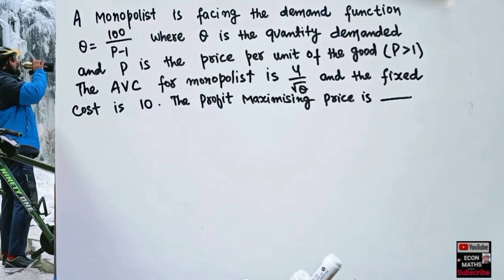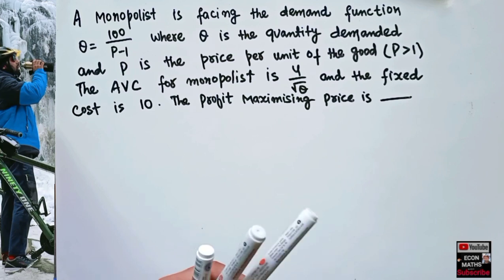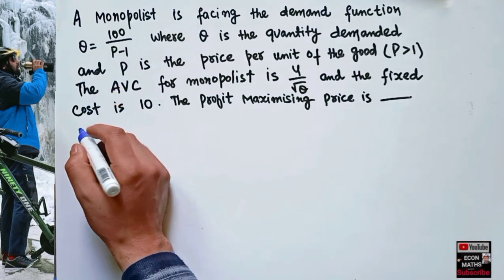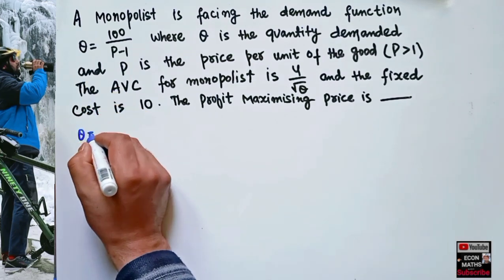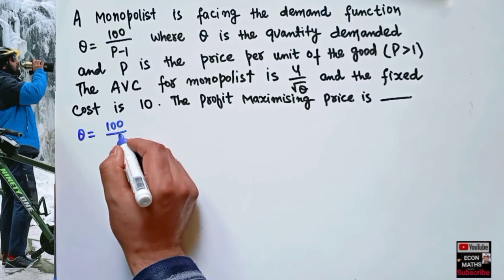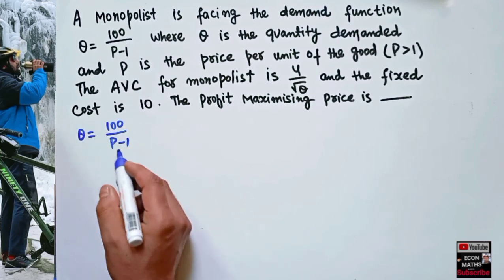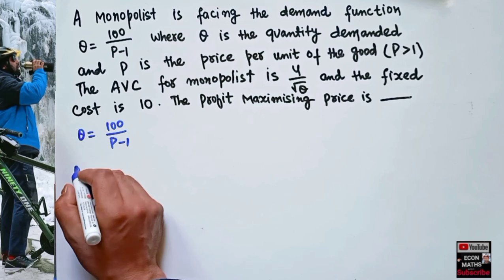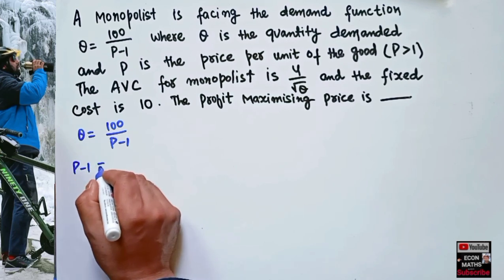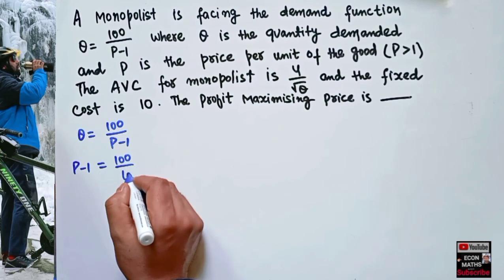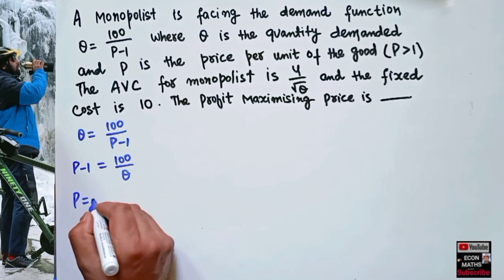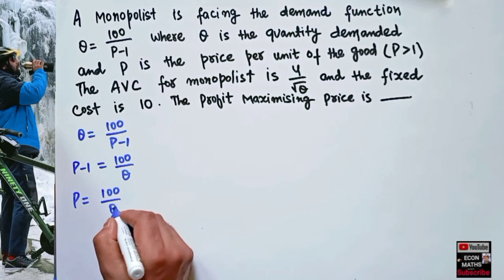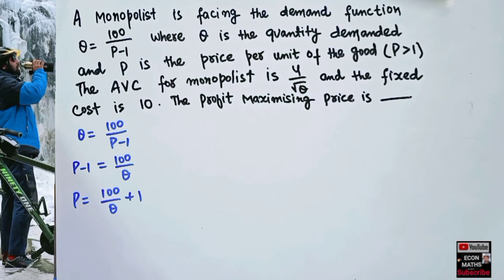Now what we are being given is q equal to 100 upon p minus 1. Let us solve it first for p. That means p minus 1 is equal to 100 upon q, that means p will be equal to 100 upon q plus 1. This is the inverse demand function.